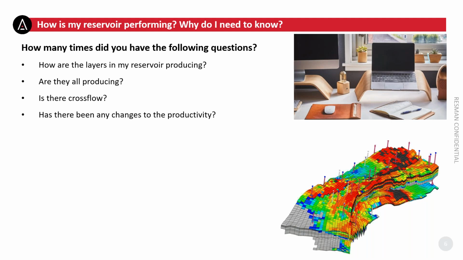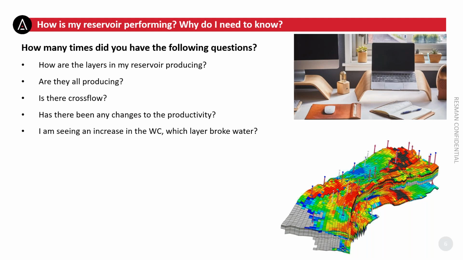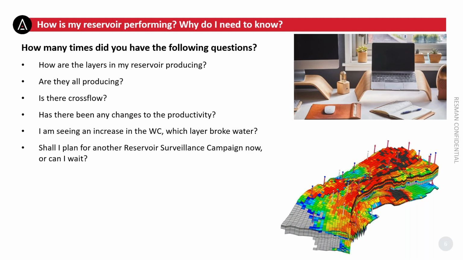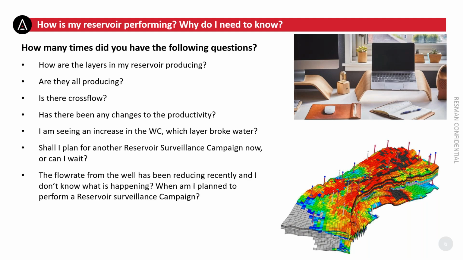Has there been any changes to the productivity that I have within my wellbore? I'm seeing a decrease in the flow rate at my surface, but I don't know where is that production coming from. So this is a question that I'd like to understand, which layer is causing that. I'm seeing a water breakthrough, but where is that water breakthrough coming from? So the tracer systems would help you identify that.